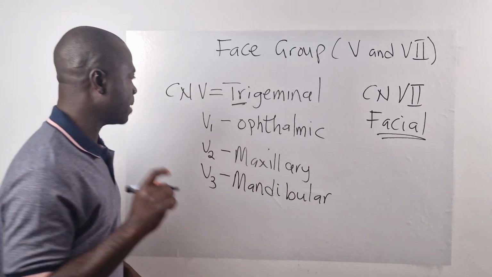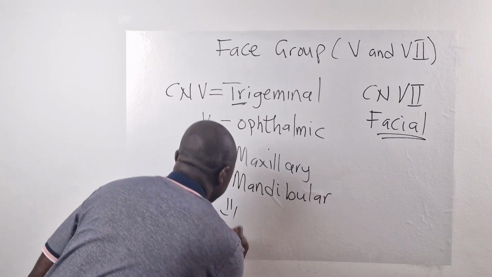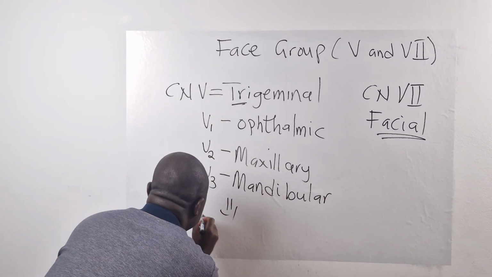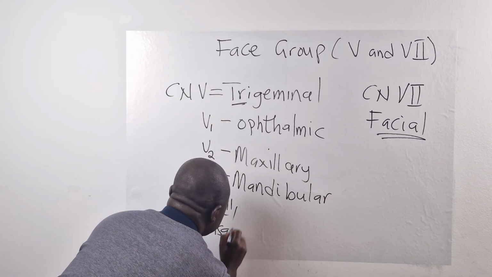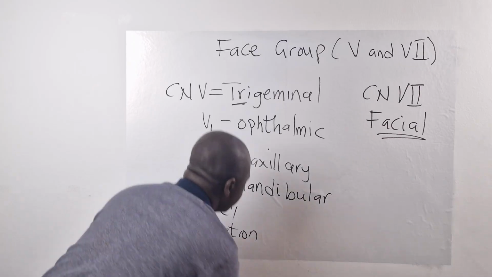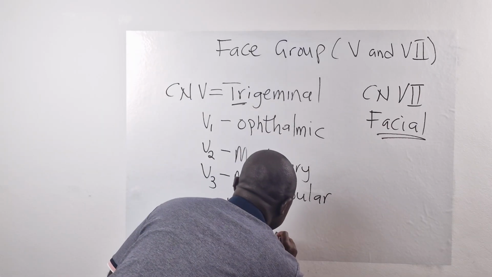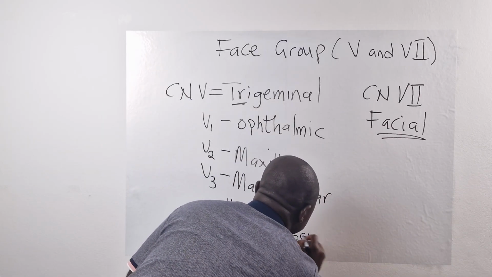Also, muscles of mastication. So for cranial nerve 5, we have sensation to the face and mastication. Mastication is chewing.